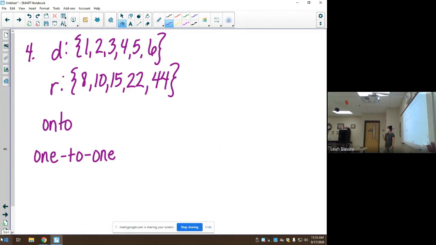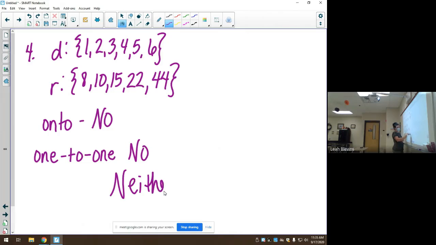Is my function onto? Well, now we have to think, what is the codomain? All real numbers, because it didn't state otherwise. So is it going to be onto? No. Is it going to be one-to-one? Perfect. No, so we would just say neither. We wouldn't have to write no. It's neither one-to-one nor onto. Because I have the 15 paired with 2 different weeks.